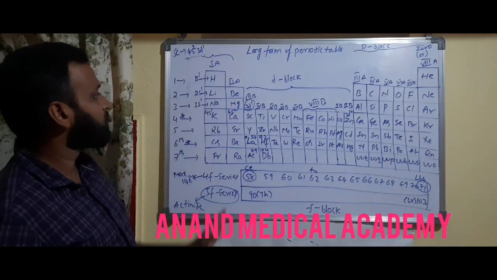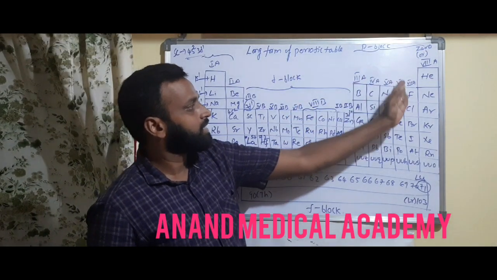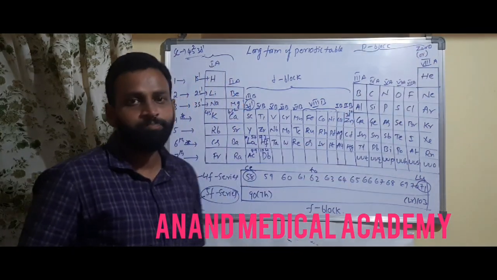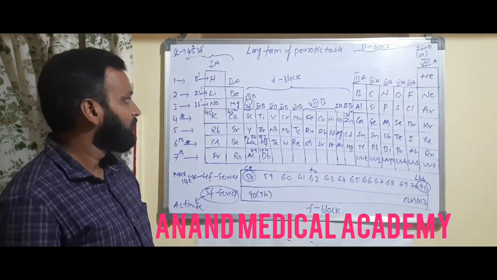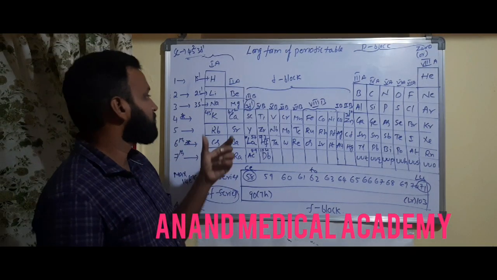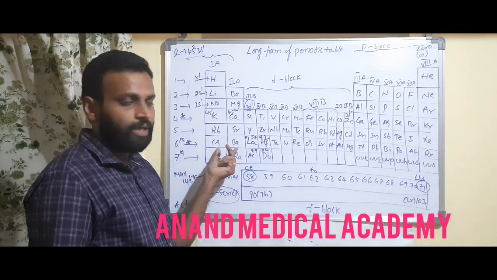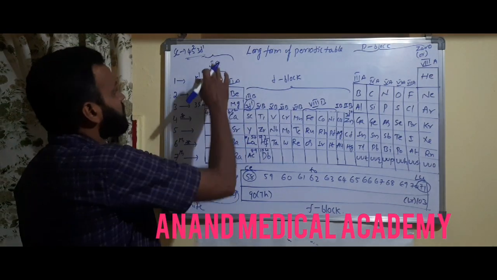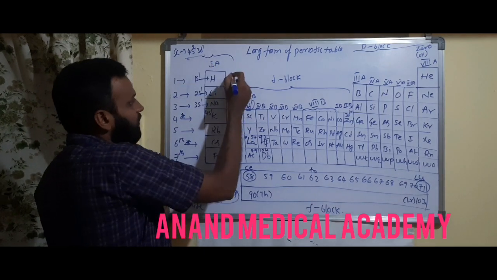And 1A group elements are what? 2A group elements are what? And 3rd A, 4th A, 5th A, 6th A, 7th A and 8th A. These all we learned now. Okay, so who are the S block elements now? S block elements are 2. Okay, now S block elements configuration is what now? 1A, so ns1 generally. This one ns2.